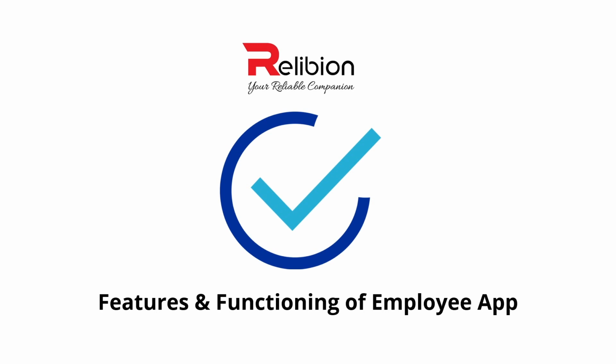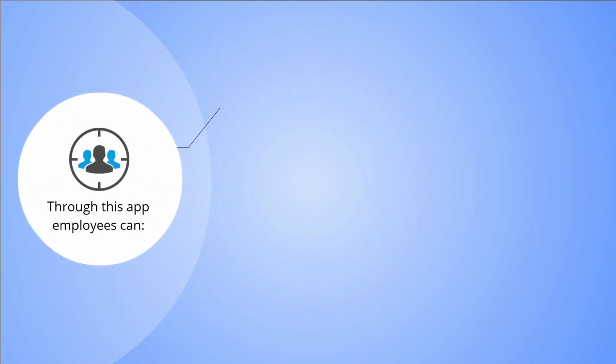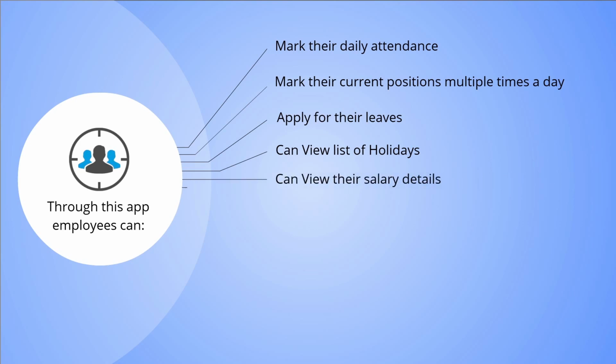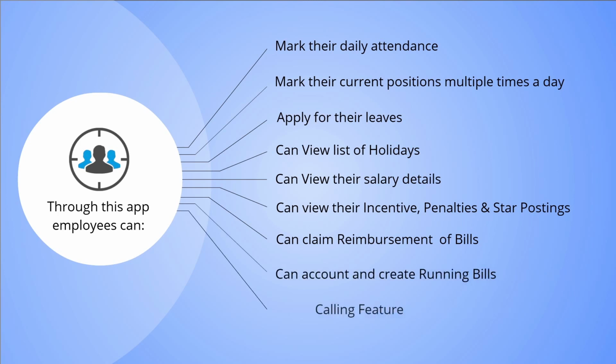Features and functioning of Relibion Employee App. Through this app, employees can mark their daily attendance, mark their current positions multiple times a day, apply for their leaves, view the list of holidays, view their salary details, their incentives, penalties, and star postings, and claim reimbursement of bills. They can create and manage running bills, and can also call their fellow employees.